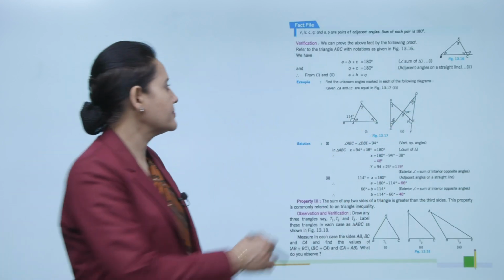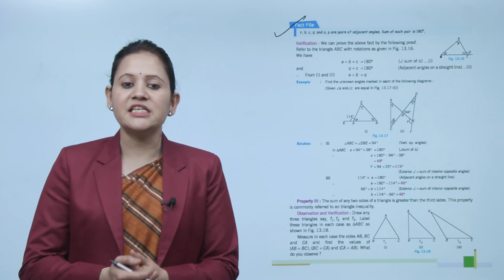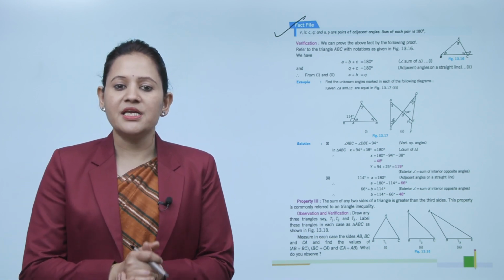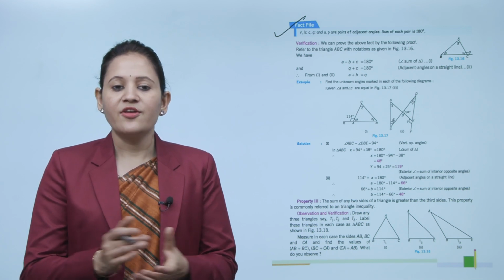Next is fact file. R, B, C, Q and A, P are pairs of adjacent angles. The sum of each pair is 180 degrees. Verification.